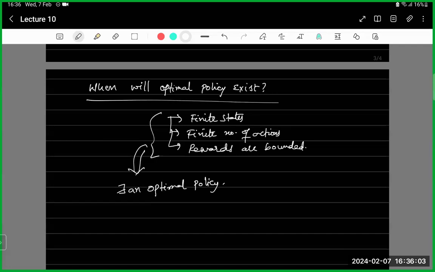So it's just saying that you need not search over all possible policies. You just search over deterministic policies. At least there exists one deterministic policy which is optimal. There exists an optimal policy, and it also tells that pi star, there exists a deterministic optimal policy.